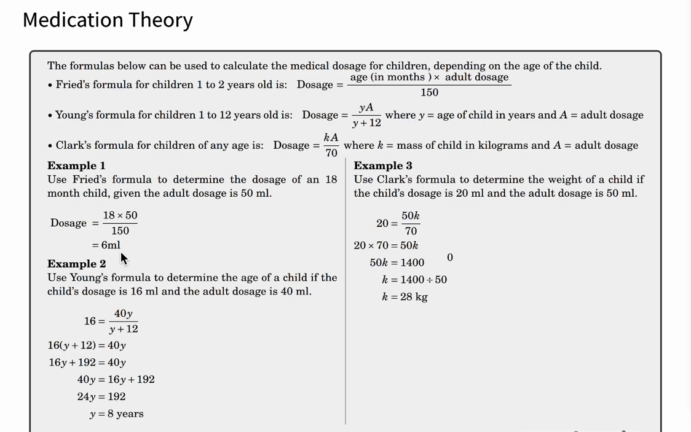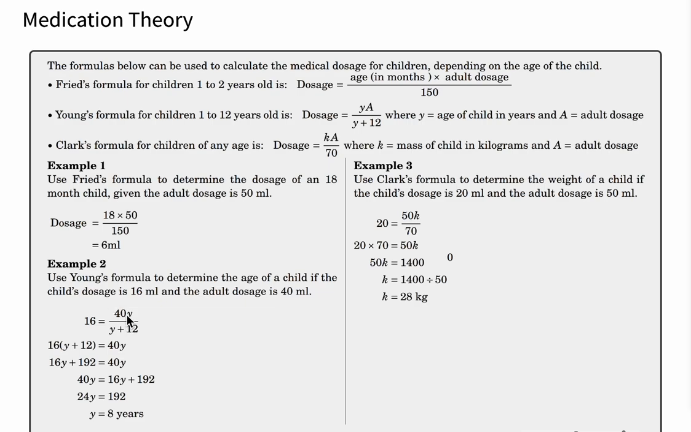ml. Example 2. Use Young's formula to determine the age of a child, if the child's dosage is 16 ml and the adult dosage is 40 ml. So what Young's formula is suggesting is the child's dosage is the age of the child in years times the adult dosage divided by, again, y plus 12. So when you substitute those numbers, you're actually trying to find the age of the child.